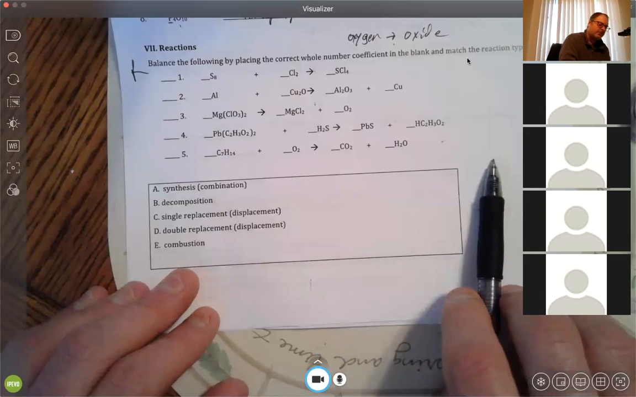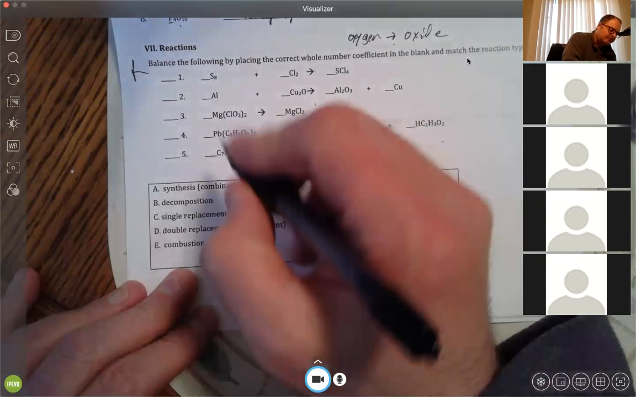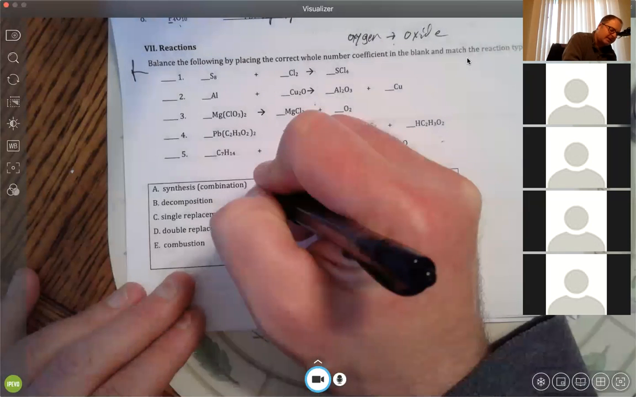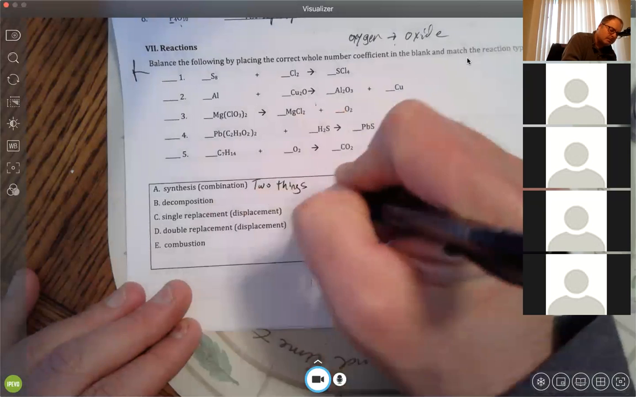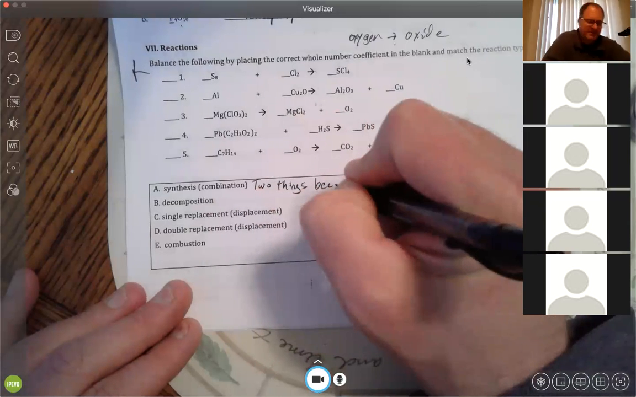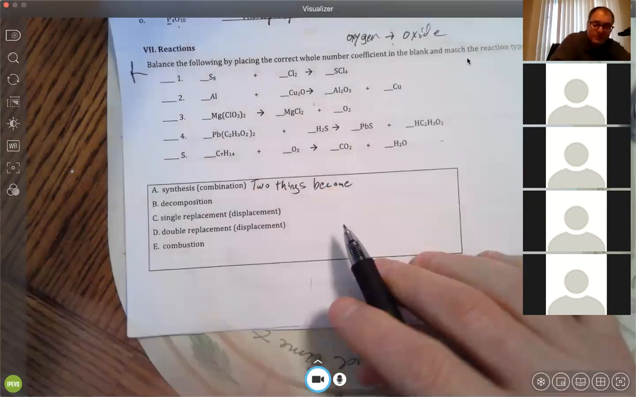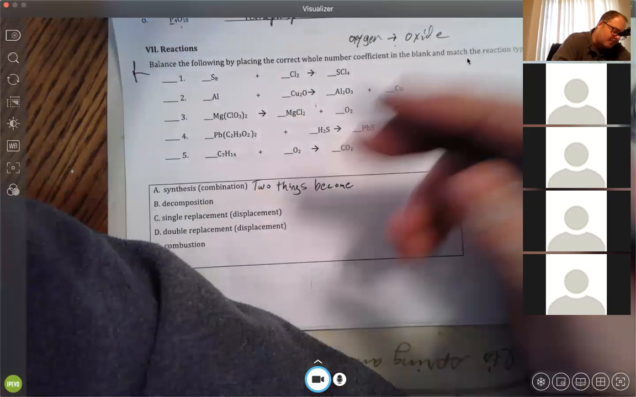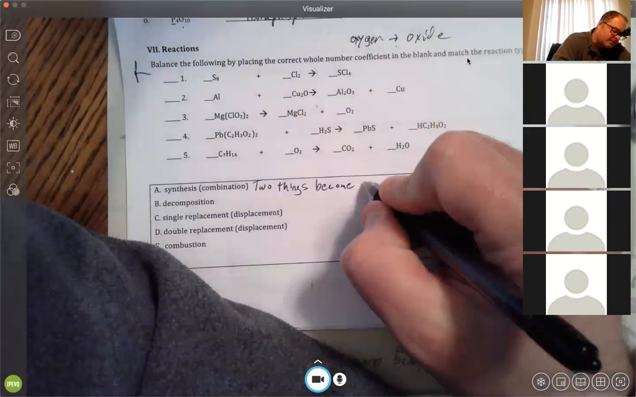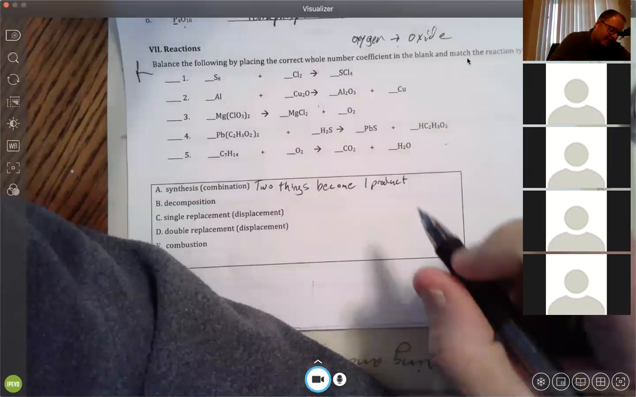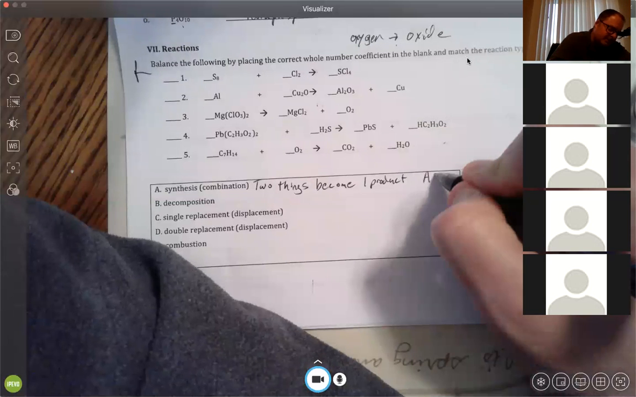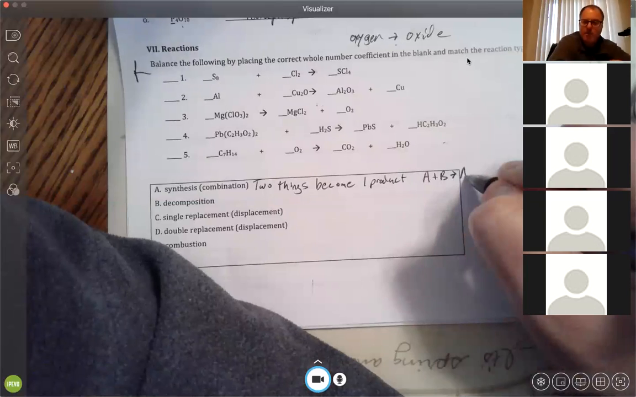So synthesis or combination is two or more reactants become one product. That is what a synthesis is. So A plus B becomes AB.